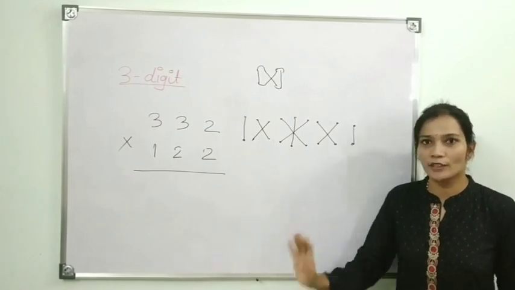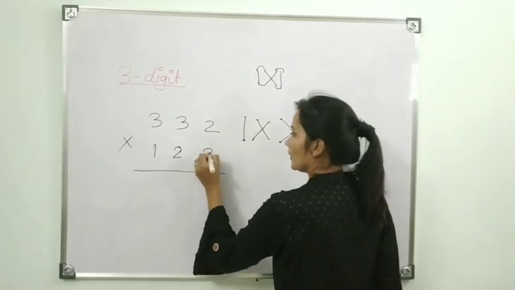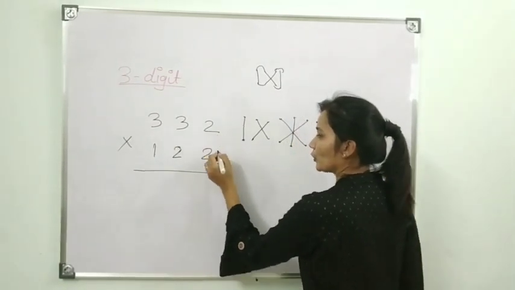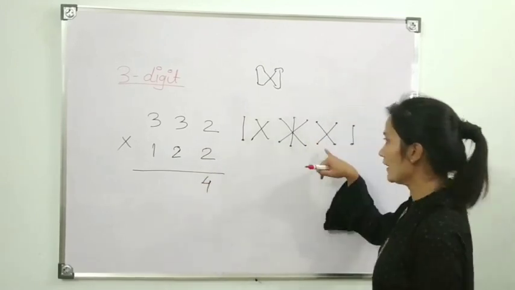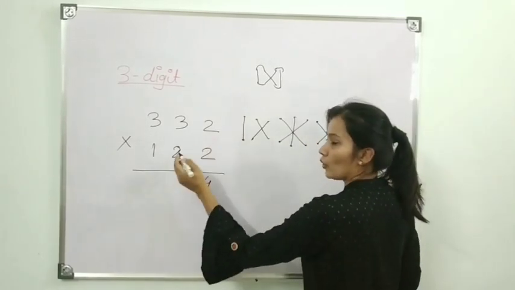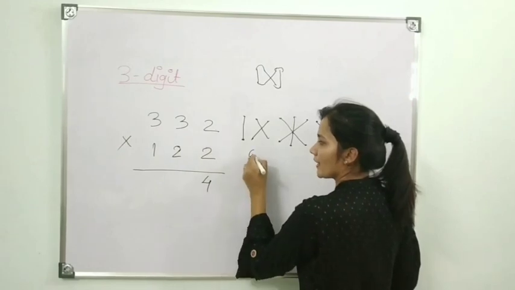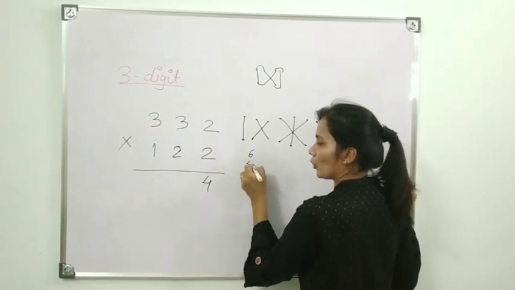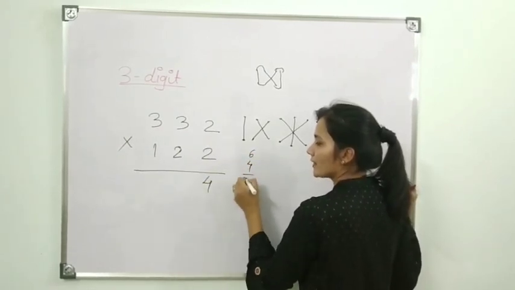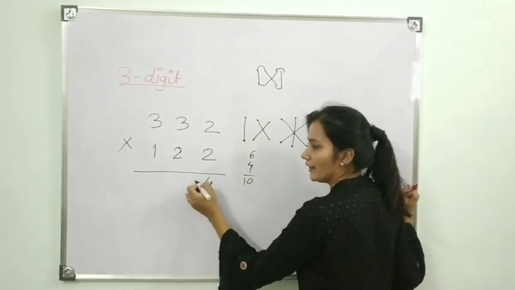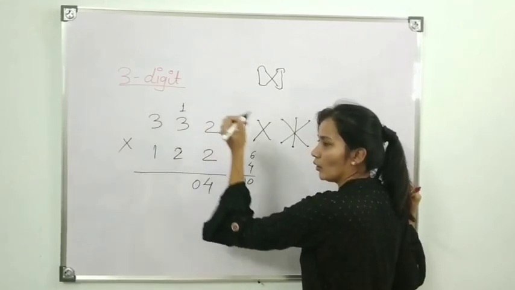Okay, now let's see how we will do that. So first, these two: 2 into 2 is 4. Then cross multiply. So 3 into 2 is 6, 2 into 2 is 4, so 6 plus 4 is 10. You will write 10 here? No, you will write 0 and carry 1.